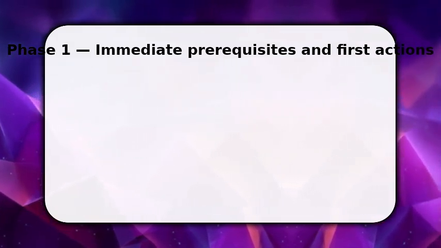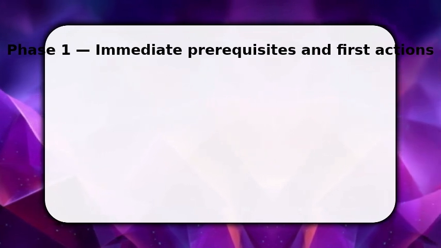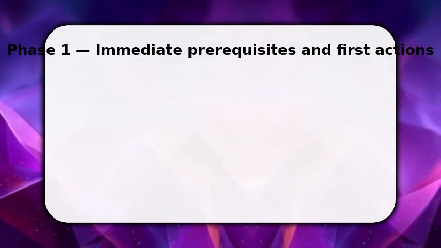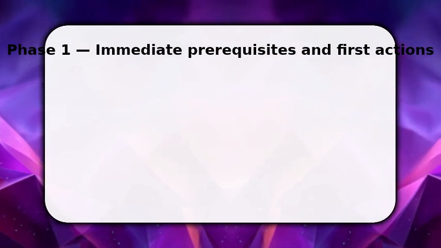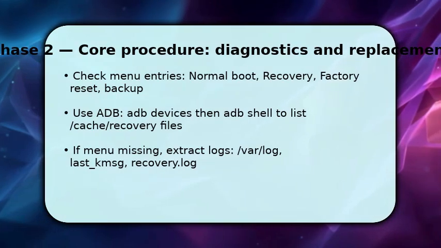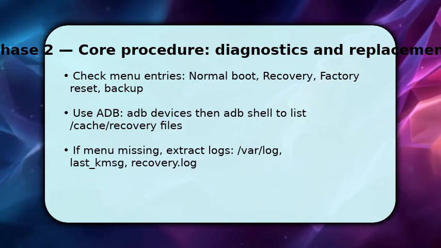Do not release early. You need to see the main recovery screen. If you see fastboot, reboot and try again, because actions differ across modes. You now diagnose the corrupted main menu by checking which entries are missing.